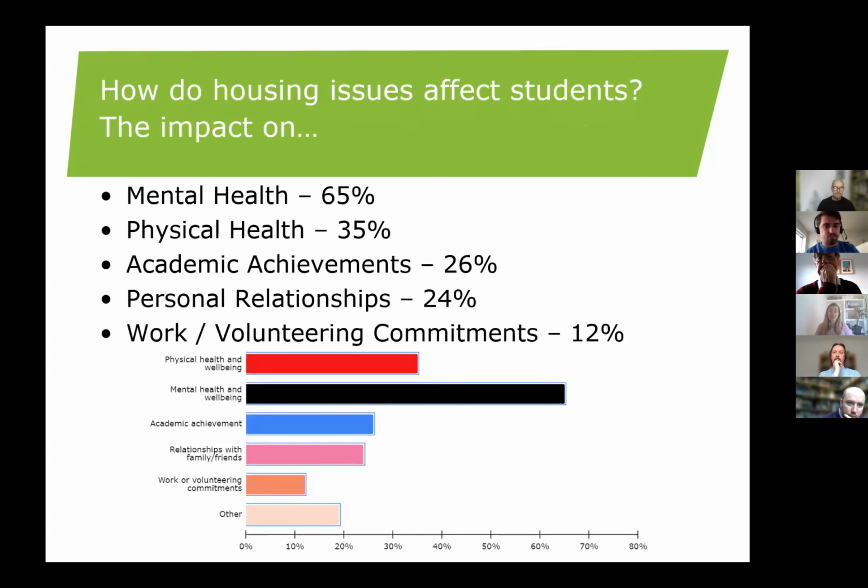But how do these things actually affect our students? Obviously, I talked earlier on about the link between mental health and accommodation, but there's so much more. 65% of students said that it affected their mental health, but also more than a third of students have experienced physical health issues, whether that be breathing issues, asthma, whatever it might be. And a quarter have actually said that the quality of their accommodation has affected their academic achievements. Again, that links quite closely with the mental health aspect.